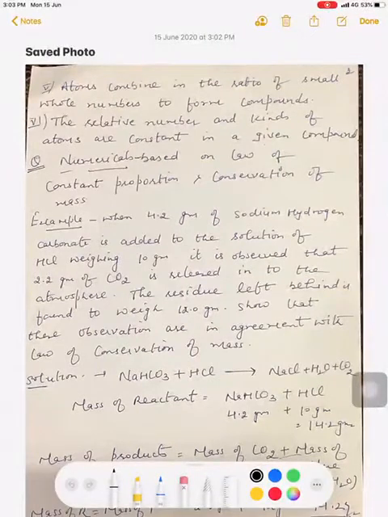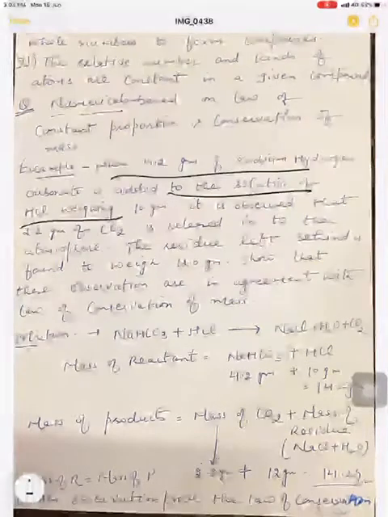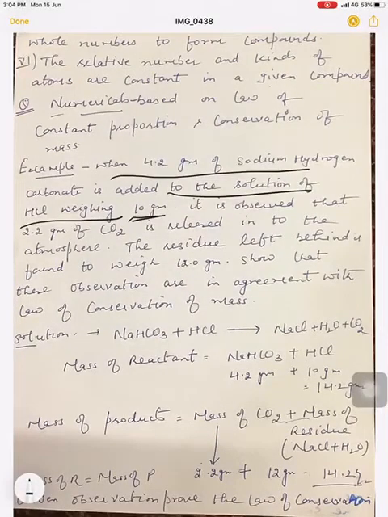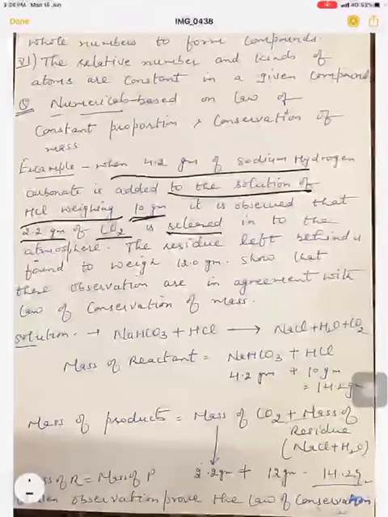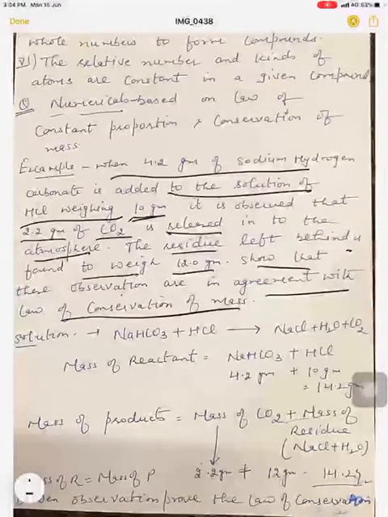When 4.2 gram of sodium hydrogen carbonate is added to the solution of HCl, the weight of the HCl is 10 gram, given to you. It is observed that 2.2 gram of carbon dioxide is released into the atmosphere. The residue left behind is found to weigh 12 gram. Show that the observations are in agreement with the law of conservation of mass.